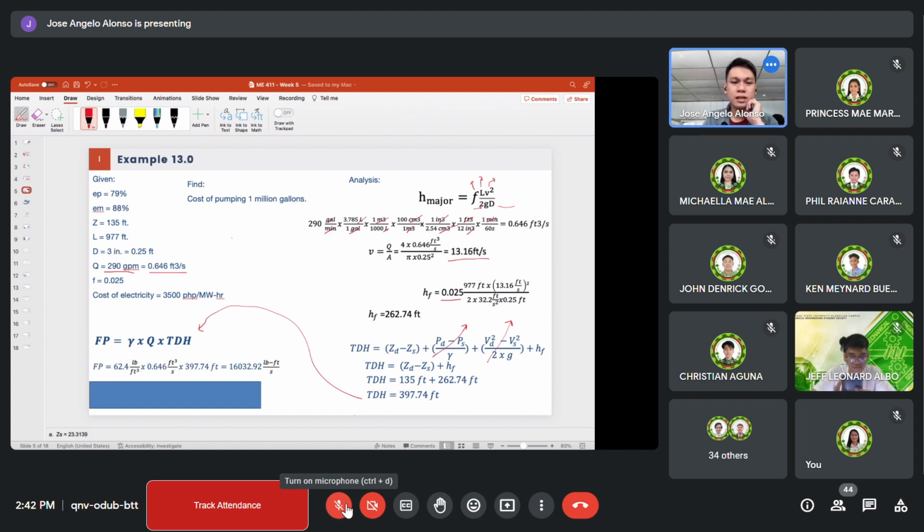Let's cancel the unit. Specific weight, 62.4 pounds per cubic feet. Volumetric flow rate is 0.646 cubic feet per second. So let's cancel cubic feet here. And multiply by total dynamic head of 397.74 feet. It will give you 16,032.92 pound feet per second.